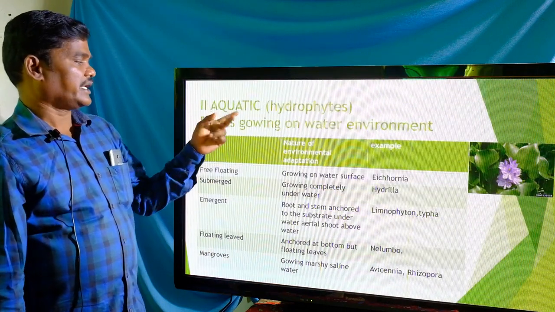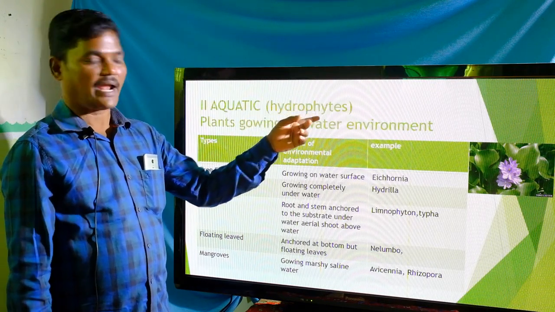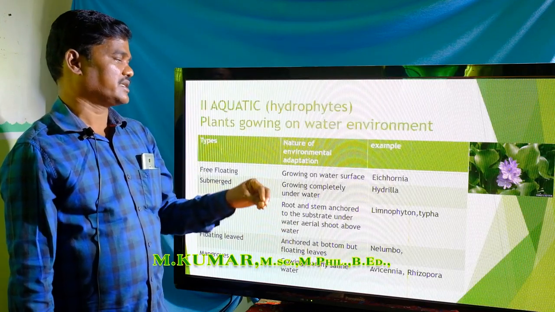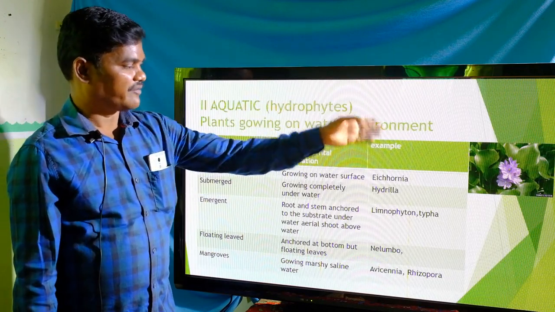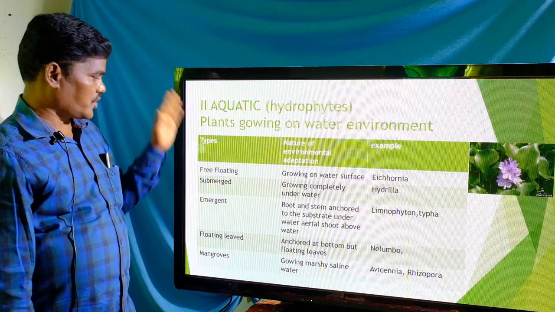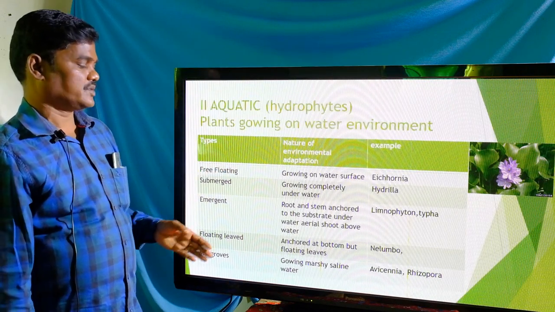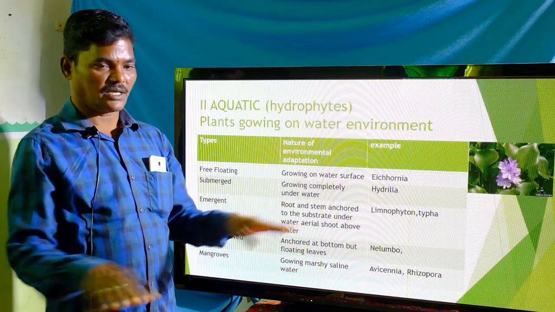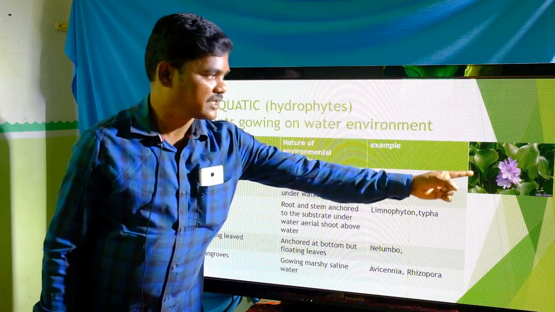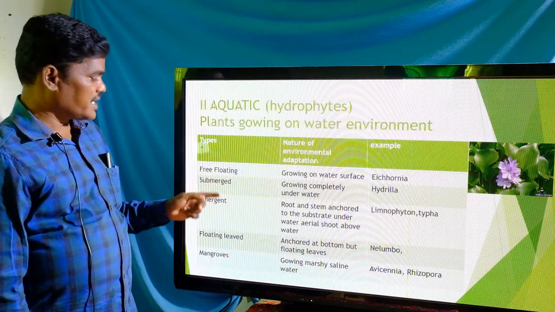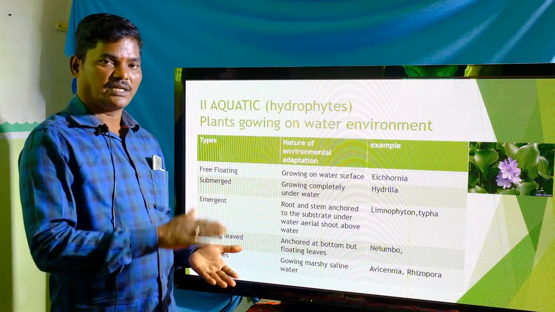Second category, aquatic plant. Aquatic means hydrophytes. Hydro means water, phyte means plant. So the plants which live in water, that is called hydrophytes. The plants growing in a water environment are called aquatic plants. So aquatic plants are also classified into five categories. Free floating: the plants growing on the water surface. Some plants grow on the surface of the water, and Eichhornia is the example. See that picture, Eichhornia.